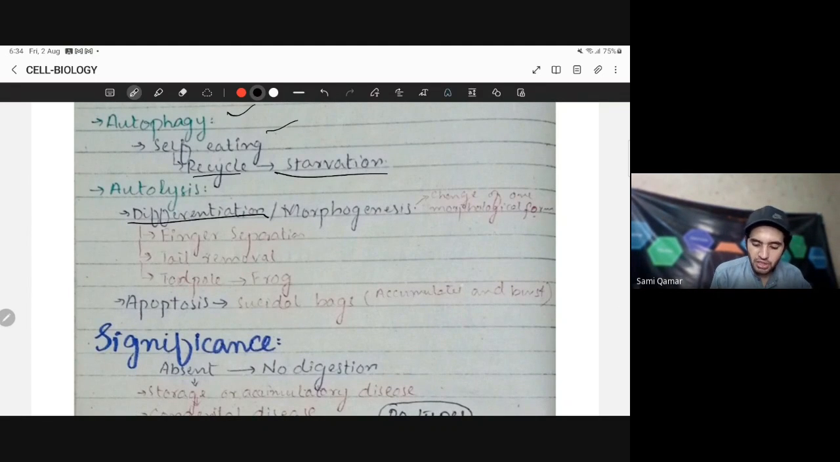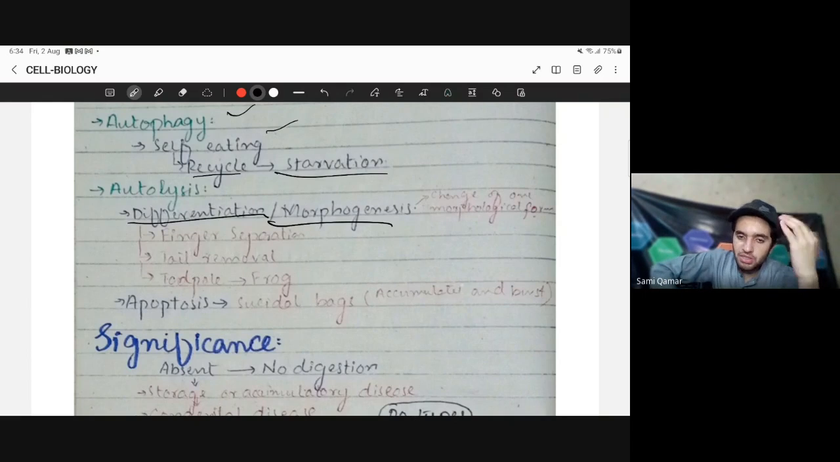Autolysis, differentiation or morphogenesis, change of any morphological form. You have seen that when we are babies in the mother's womb, we have fingers connected to each other via skin. Lysosomes are going to separate these fingers. It is known as autolysis. Tail removal, we have a tailbone, although the tail doesn't form, it is believed that the tail is removed via these lysosomes. Then in a tadpole, the earlier stage of a frog, it has a tail, so that tail will be removed and a mature frog will form. That is also due to autolysis.